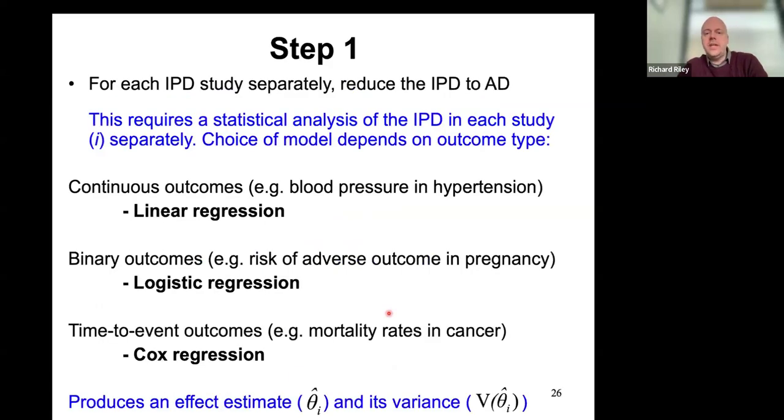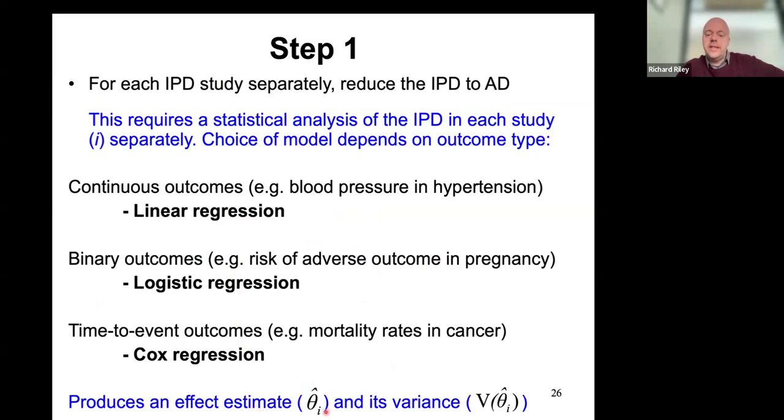Thinking about that first stage in some more detail. If it was a continuous outcome, I might use a linear regression. Binary outcome, a logistic regression. Time to event outcome, maybe a Cox regression. Obviously, that's a bit simplified, but that's the general thing that we would be thinking about using. And this leads to a treatment effect estimate.